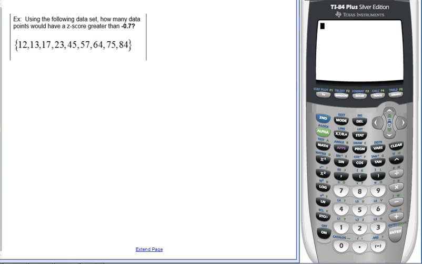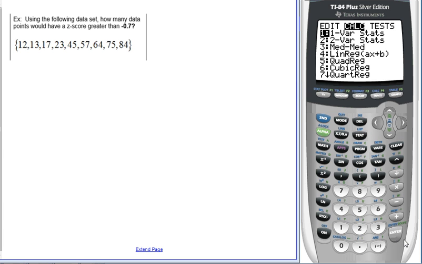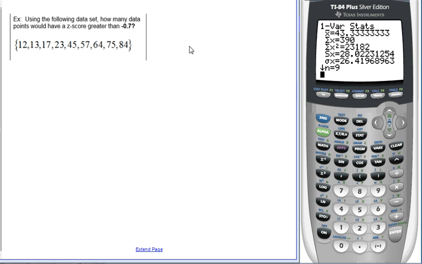So again, the minute I see a data set with numbers, you should be hitting Stat, Edit, and getting that data in your calculator. So I've got 12, 13, 17, 23, 45, 57, 64, 75, and 84. Okay, so again, calc, one-var stats, gives me my mean and my standard deviation.